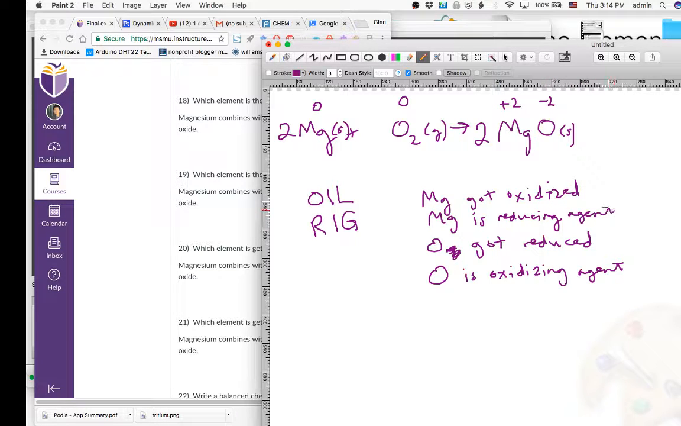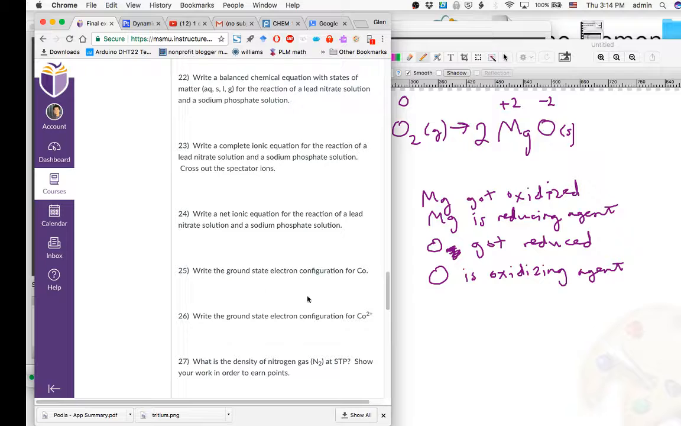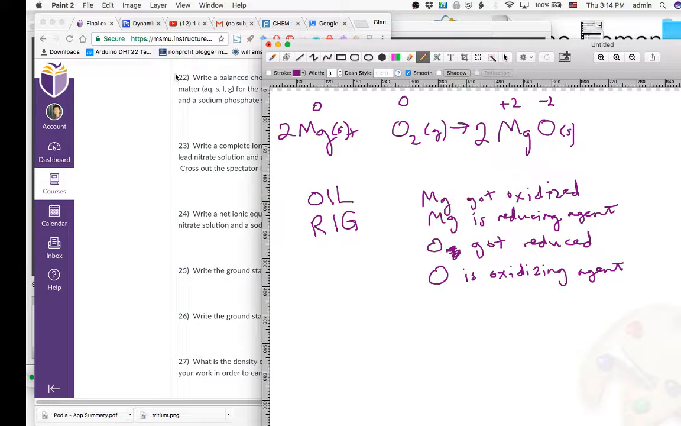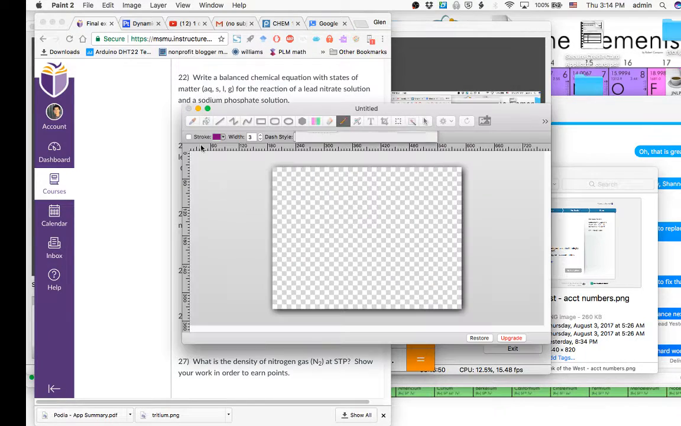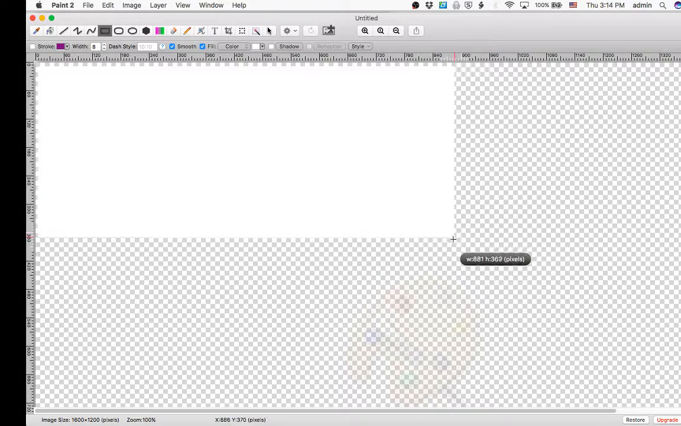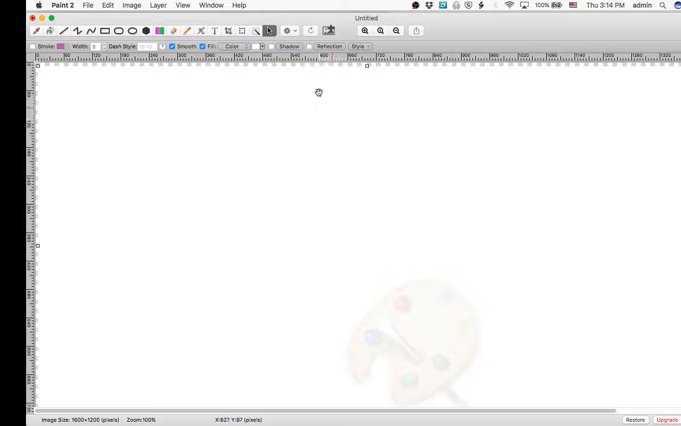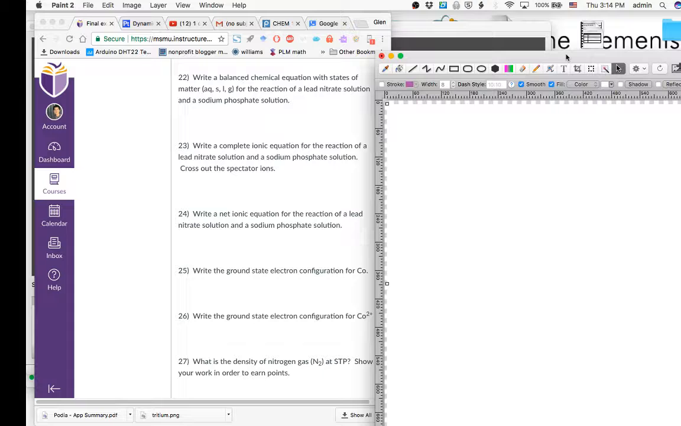This comes from your textbook section on oxidation numbers. Okay, so that's it for number 18, 19, 20, and 21. Let's take a look at number 22. Nice clean paper here. Okay, number 22. A balanced equation with states of matter for lead nitrate and sodium phosphate.